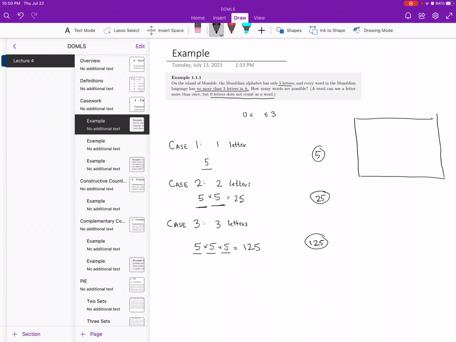Well, we have words, and then we have maybe 3 different categories. 1 letter, 2 letter, and 3 letter. There's 5 1 letter, 25 2 letter, and 125 3 letter. So in total, there's going to be 125 plus 25 plus 5, or 155 words in this language. So that's it. We've solved this problem, and we can go to the next one.